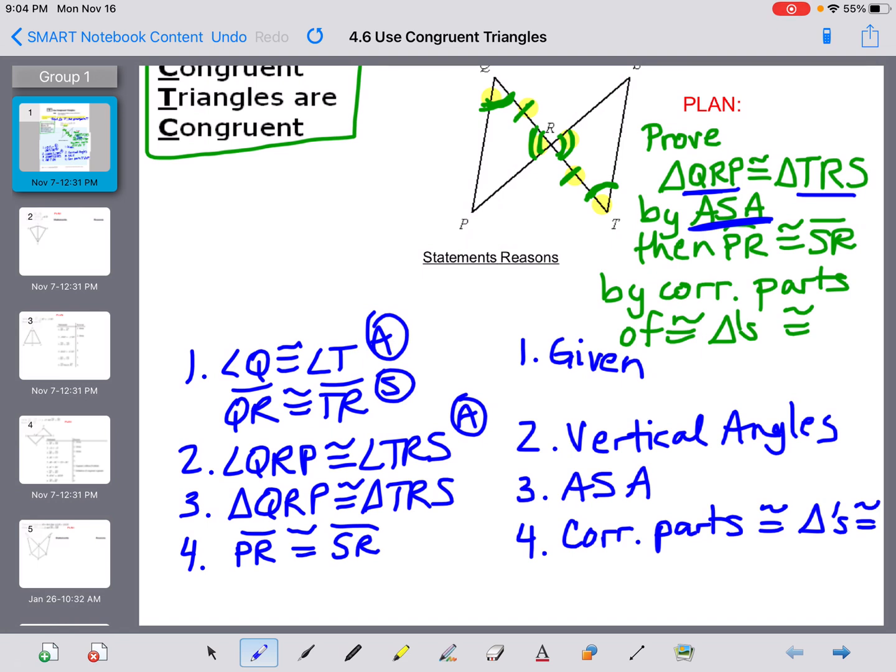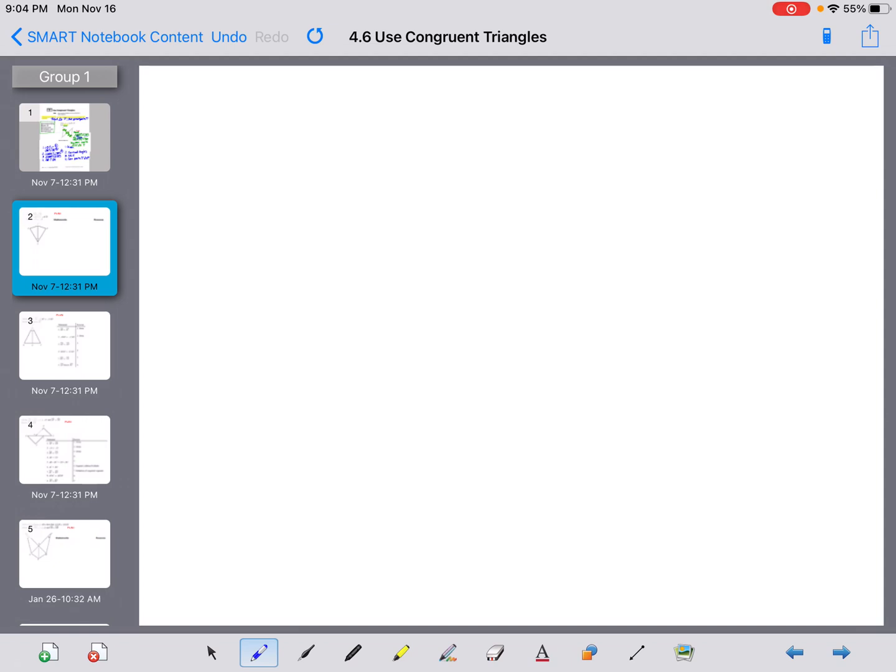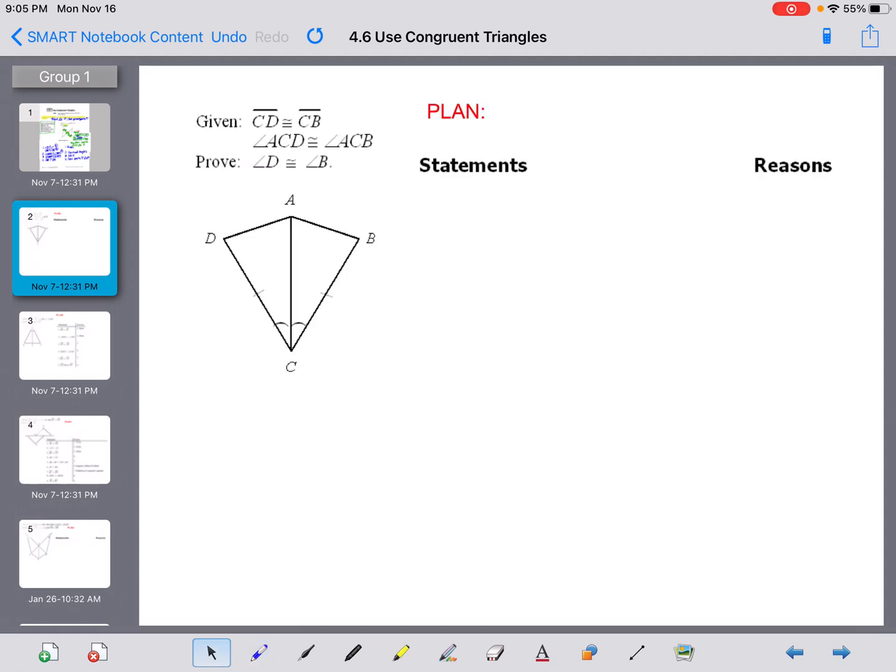Let's go to page 2 and see how this one goes. Just heads up, my pages may be different than your pages, but I had kind of spread them out so I had plenty of room on my board to do it. So if I say page 2 and it's not page 2, just go with me.